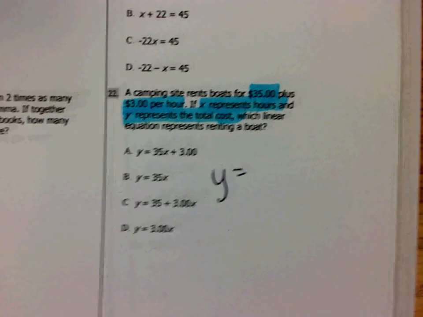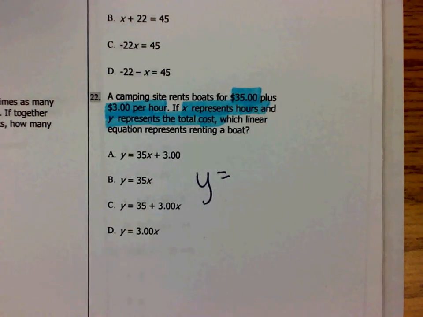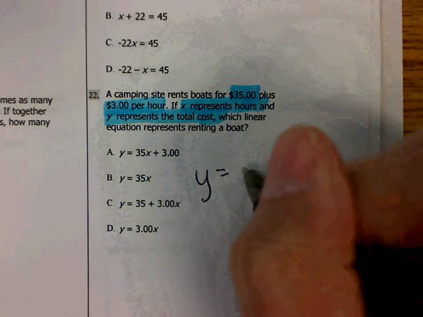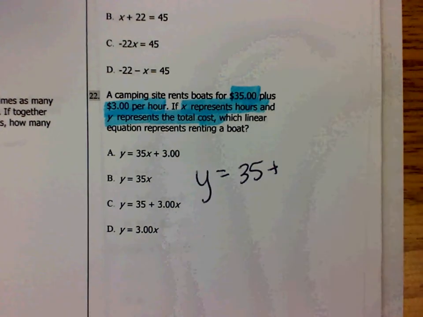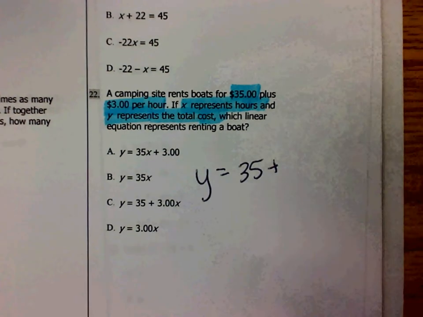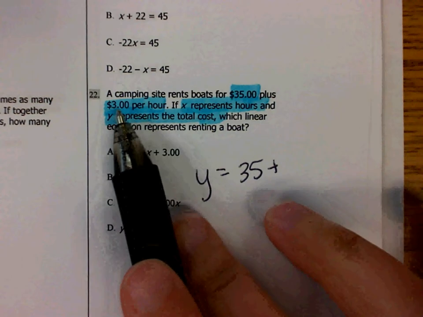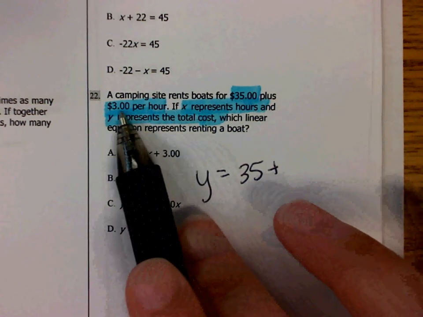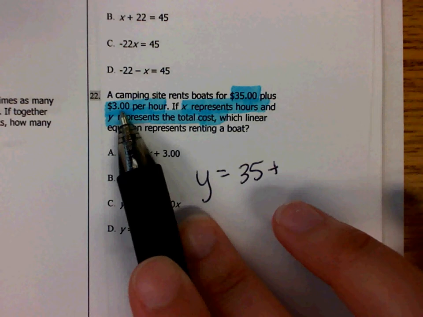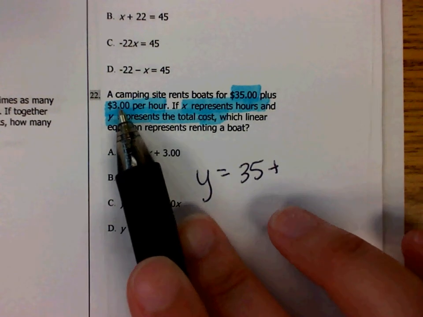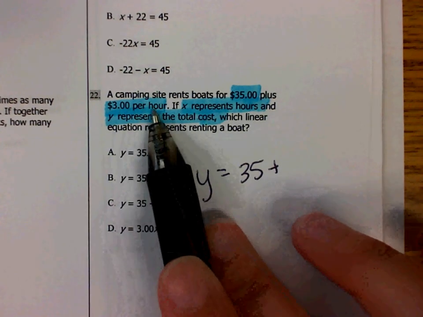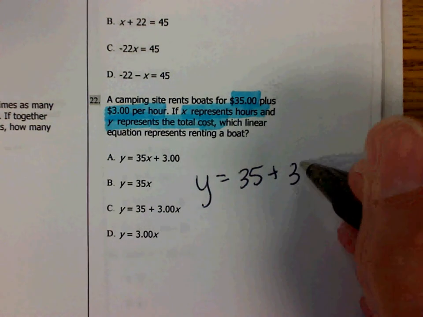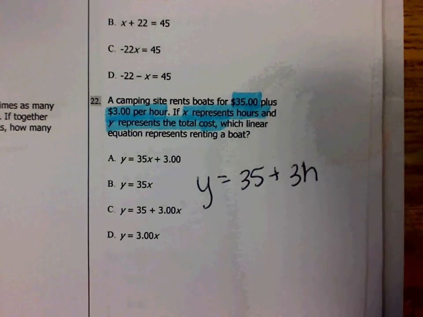If I break down what this problem says and use math terms, I'm going to start with my $35 that I only pay one time at the beginning of the day. After that, I'm going to pay $3 for every single hour. So if I want to find the total cost given the number of hours, I'm going to have to multiply $3 times each hour that I rent it. So I'm going to write that in math terms by writing 3 times the number of hours.